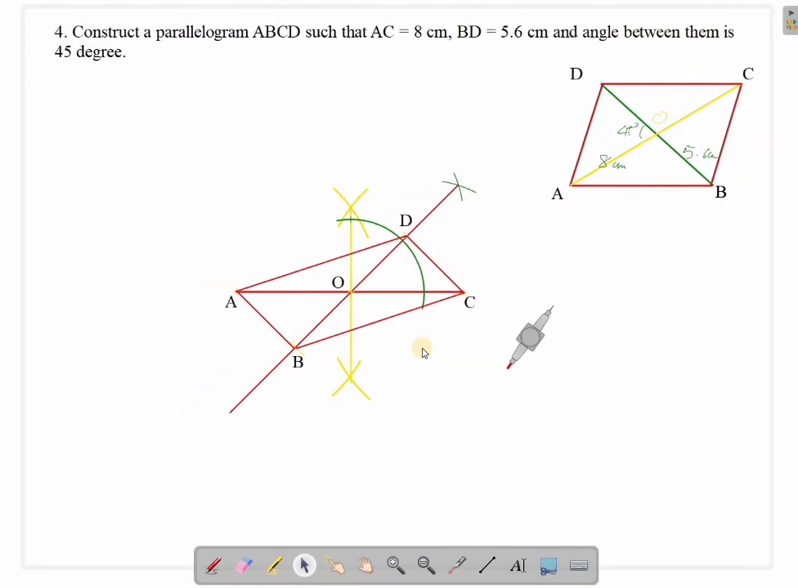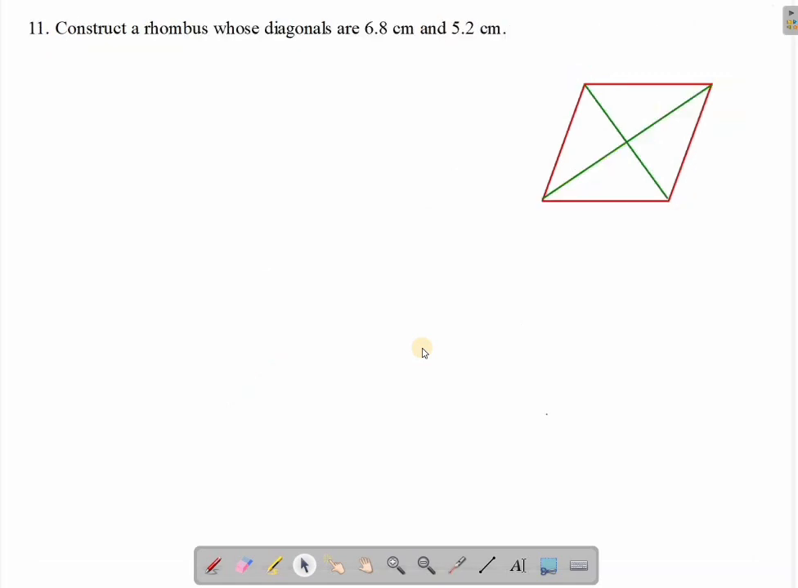So this is how we construct a parallelogram when two diagonals are given and the angle between them is also given. Okay, so now we will do one more question of similar kind, but this time we are doing rhombus. Here is your rough diagram. In rhombus, you know that each side is equal, but the diagonals will be of different measurement. So here the diagonals are given to be 6.8 centimeter, and the other one is 5.2 centimeter.